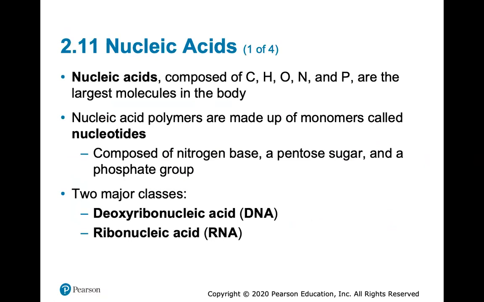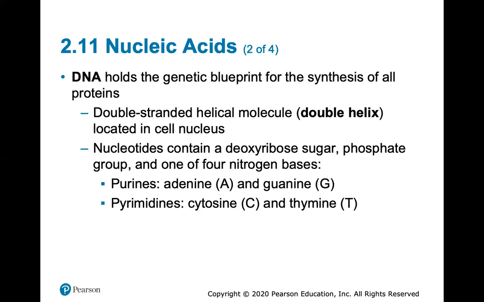Nucleic acids then are the largest molecules in the body. They're composed of carbon, hydrogen, oxygen, nitrogen, and phosphorus elements. Nucleic acid polymers are made up of monomers called nucleotides. And the 2 major classes of nucleic acids are DNA and RNA that we'll get into a lot more depth when we talk about how they're made. But just know that DNA and RNA are these 2 classes of nucleic acids.